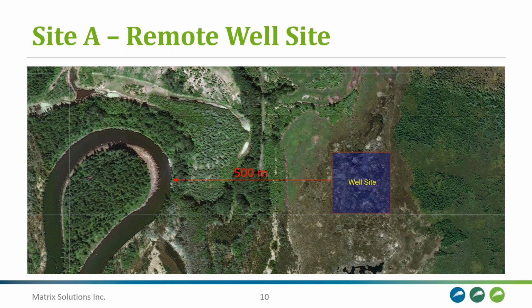And one of the most prominent site setting features is a major river located approximately 500 meters west of the site. One other thing to note is the site is also located within a woodland caribou management zone, so it's quite an ecologically sensitive area. As far as the release details, this was a produced water release that occurred in the winter of 2011. And the initial cleanup consisted of removing ice and free fluid from the spill area and the first couple centimeters of soil that wasn't frozen at the time.